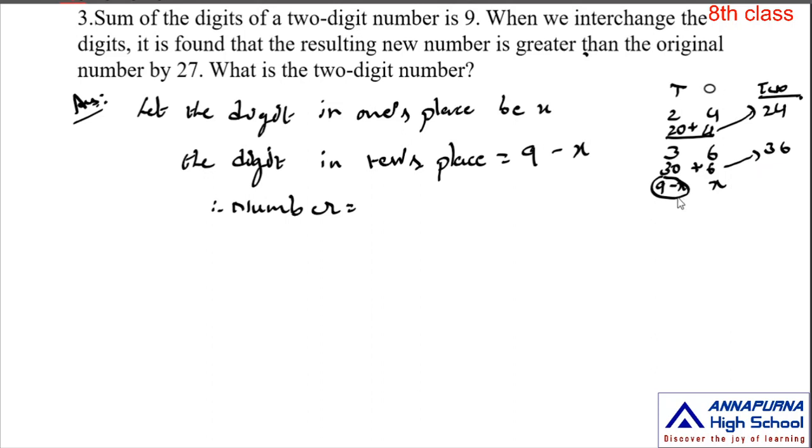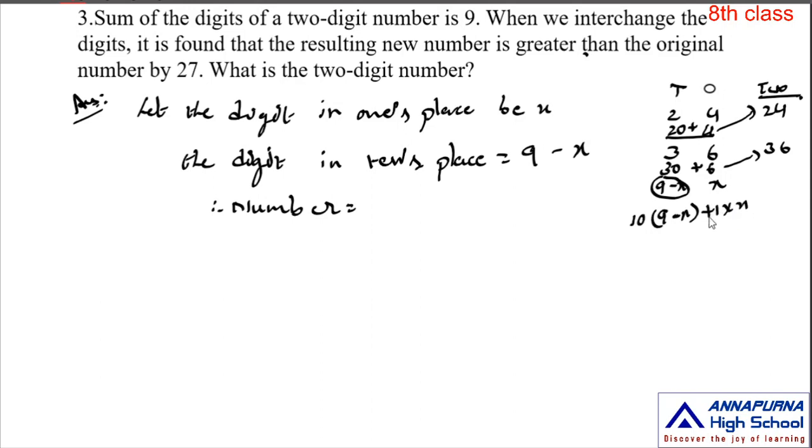Apply the same process here also. Here, what is the digit in tens place? It's 9 minus x. So its place value is 10 into 9 minus x. By multiplying that digit by 10, we get the place value of that digit, and x is in ones place, so its place value is 1 into x.